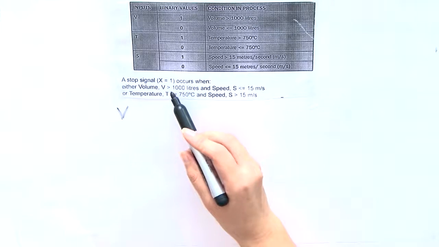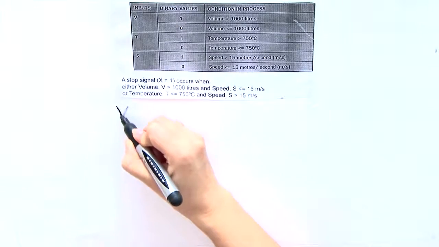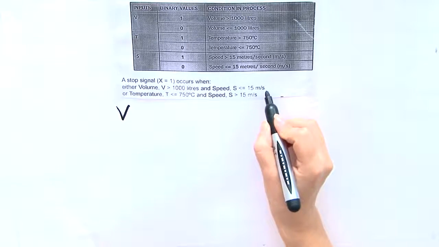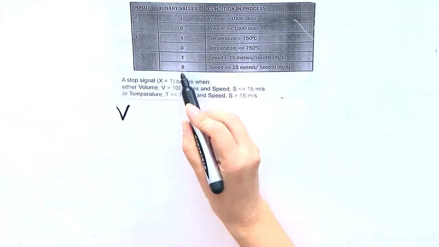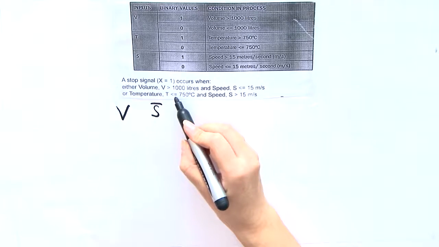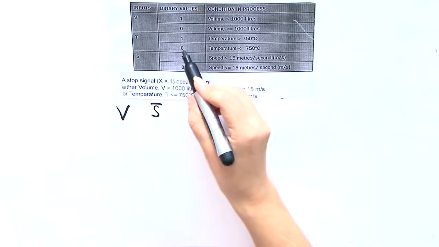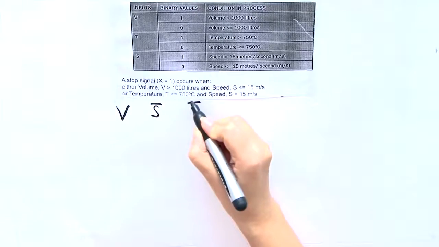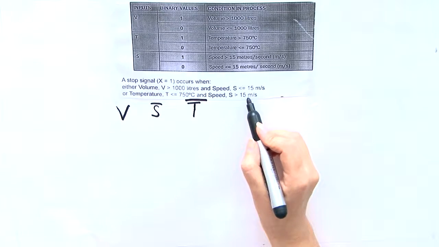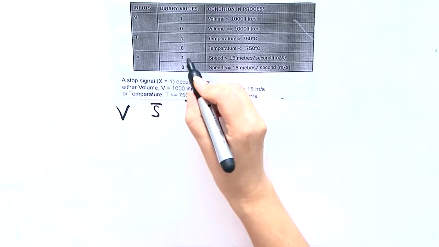We should analyze V more than 1000 liters. This is a binary value equal 1. It does mean V. Next, S less or equal 15 meters per second. This is a 0. Binary value equal 0, not S. Next, T less or equal 750 degrees. This is a 0. Not T. And last one, S more than 15 meters per second. This is an S. Binary value equal 1.